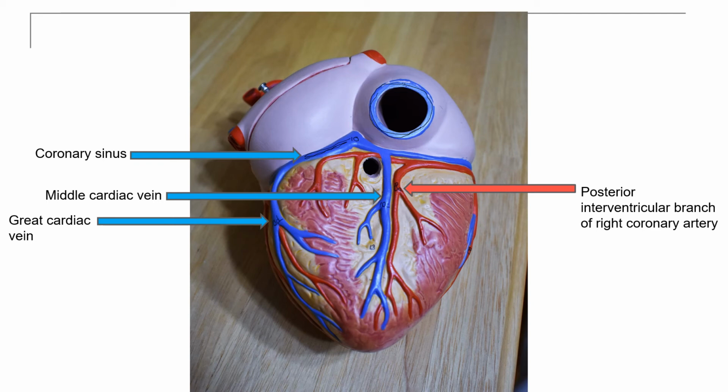So we have the coronary sinus, middle cardiac vein, great cardiac vein, and then the posterior interventricular branch of the right coronary artery is also going to be right here.